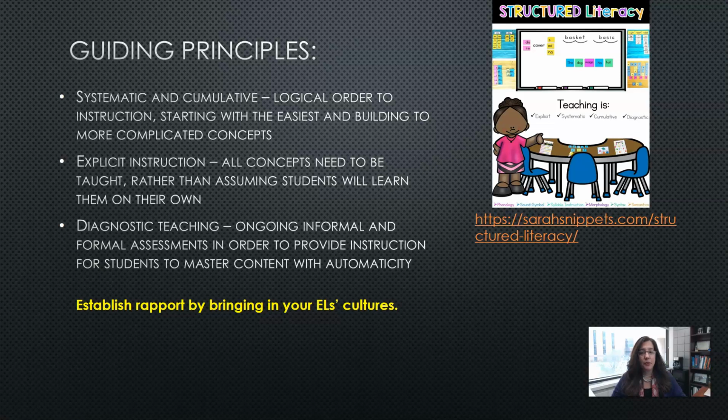Something else to consider with your English learner is the importance of establishing rapport and bringing in their students' culture. Because if teachers really show care and concern and interest in a student with their culture and have established this rapport, they're more likely to be interested in learning with the teacher. And that goes across reading, writing, listening, and speaking skills.